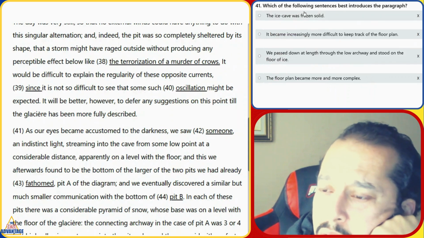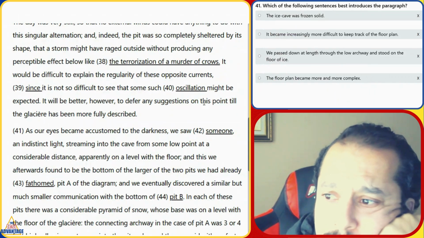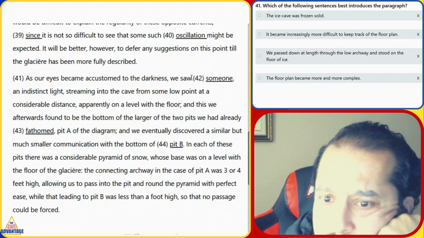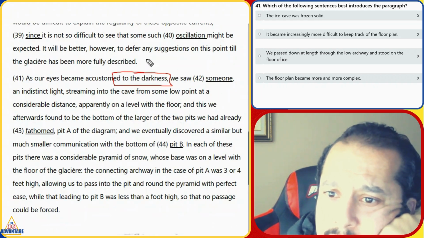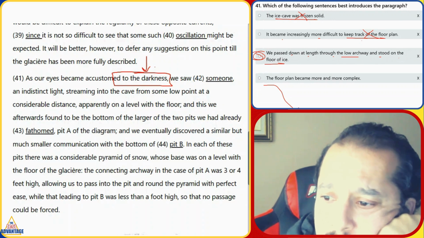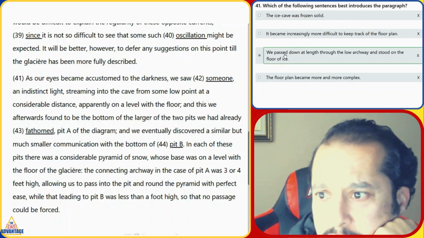Number 41. Which of the following sentences introduces the paragraph? As our eyes became accustomed to the darkness, this means they entered a dark place. The ice cave was frozen. It became more difficult to keep track of the floor plan. We passed down at length to the low archway and stood at the floor of the ice. Answer D, because we passed down, reached the bottom. The bottom was dark. So they have to get accustomed to that darkness.